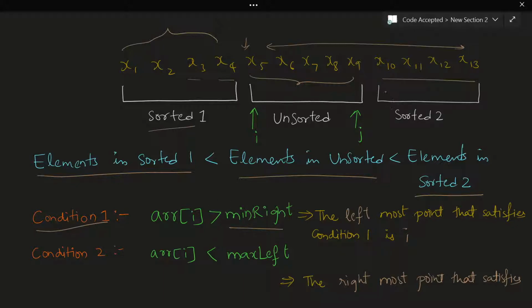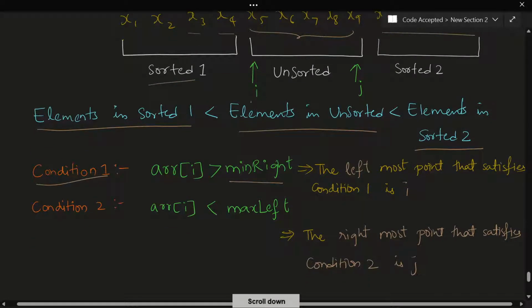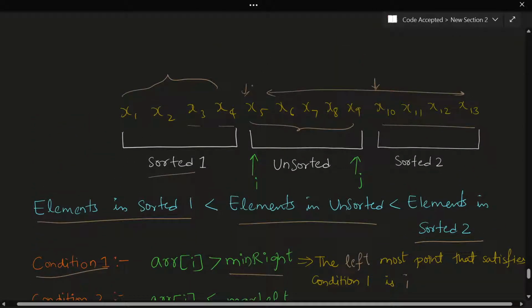Now let's look at sorted 2. Can X10 satisfy condition 1? X10 is less than the elements towards its right because it is sorted, so X10 also cannot satisfy condition 1. Then which elements in this array will satisfy condition 1? The elements which are in the unsorted part; only these elements can satisfy condition 1.